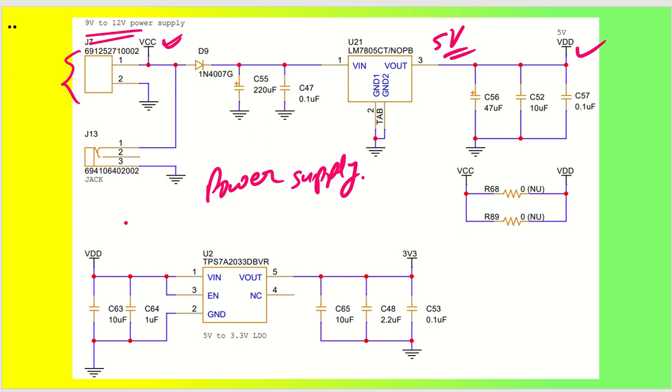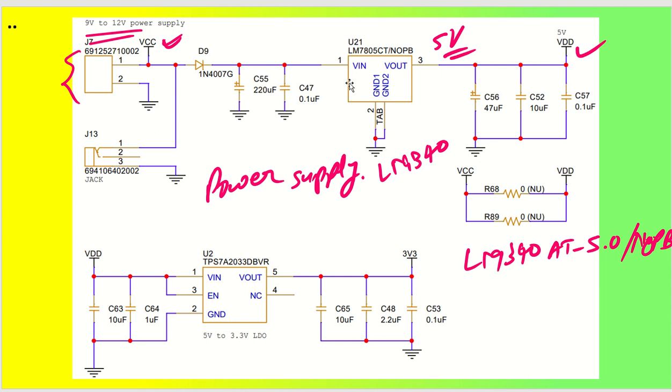This is LM7805 CT/NOPB. This is a very versatile LDO linear regulator, and it is very useful. If you want, you can utilize pin-to-pin compatible regulators as well, let's say LM340. If you want to see the complete part number, it is LM340-5.0/NOPB. This is the complete part number for your LM340 series. The LM7805 series is also very useful.